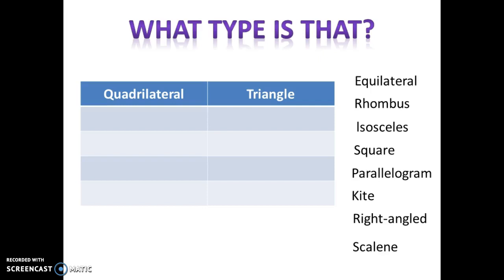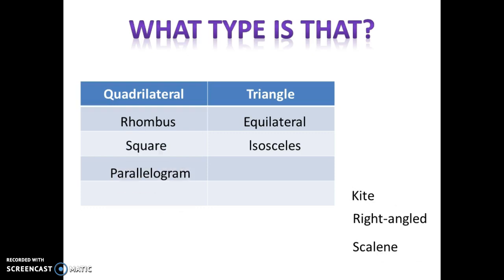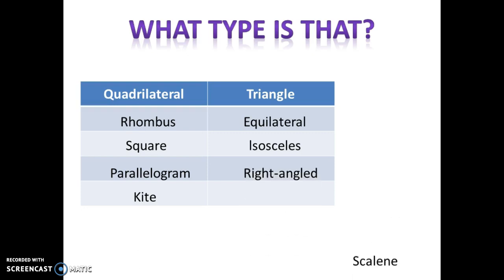So which of these names on the right belong to the group of shapes called triangles, so having 3 sides, or quadrilaterals having 4 sides? So equilateral is a triangle, rhombus, quadrilateral, isosceles is a triangle, square is a quadrilateral, parallelogram a quadrilateral, kite is a quadrilateral, right angle is referred to a triangle as well as scalene.